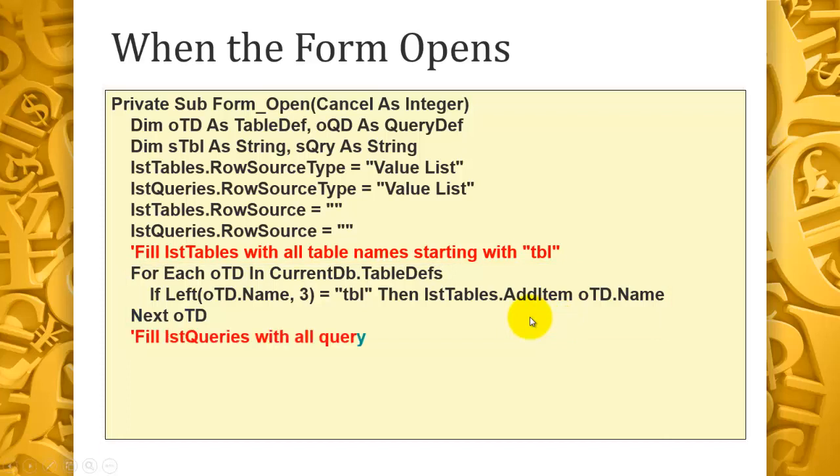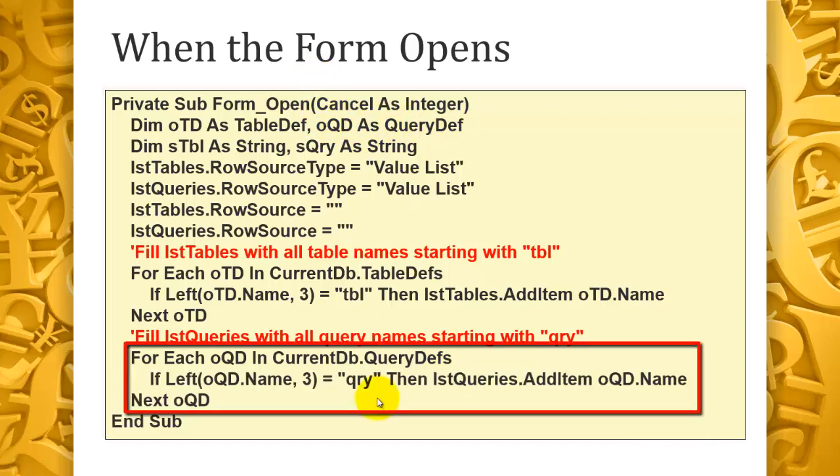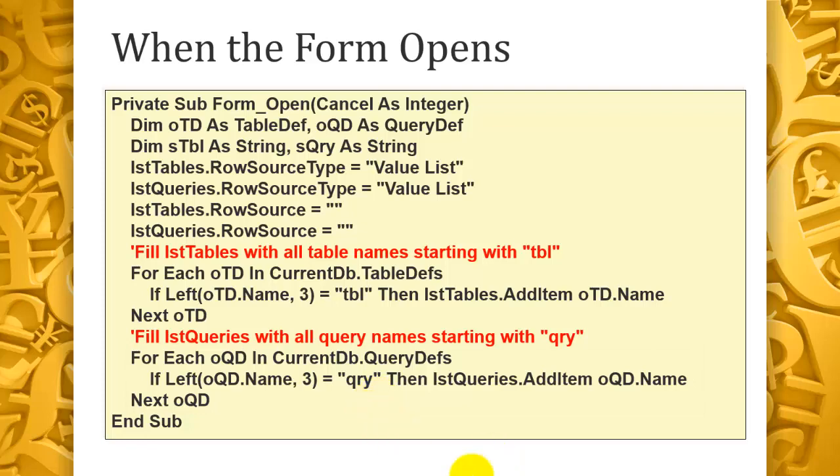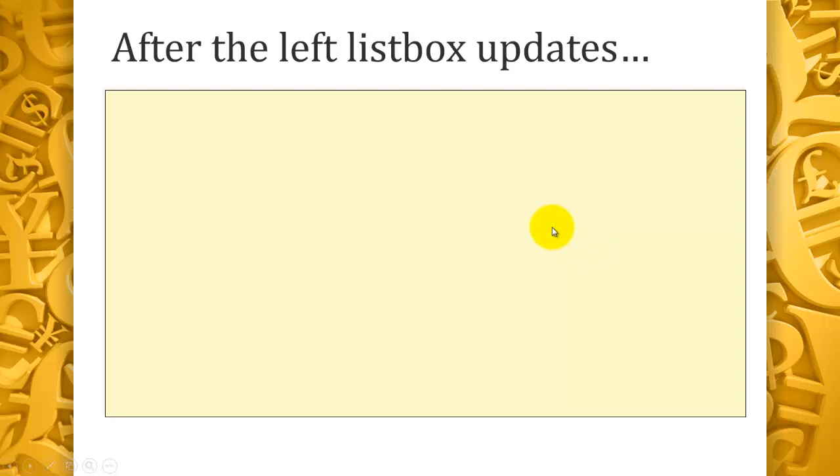And we do something similar for the right box, list queries. We do a for each loop again, this time for OQD. OQD is of the query definition type. Each time you open the form, this will start and populate the two list boxes. Once we have the two list boxes populated, we want to make sure that each time you click on a list box, either the left one or the right one, it's going to do things.